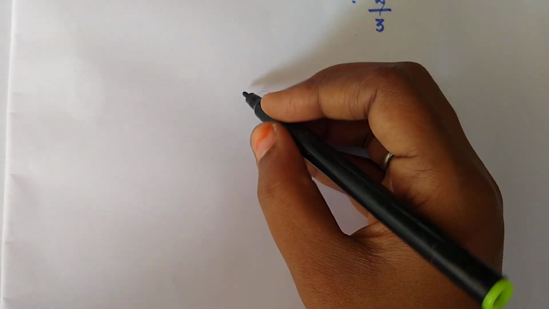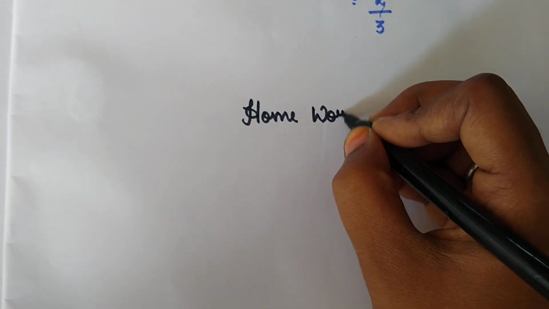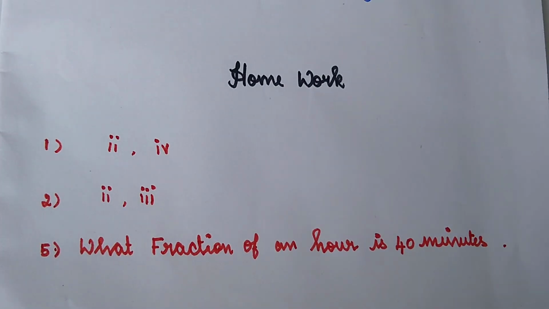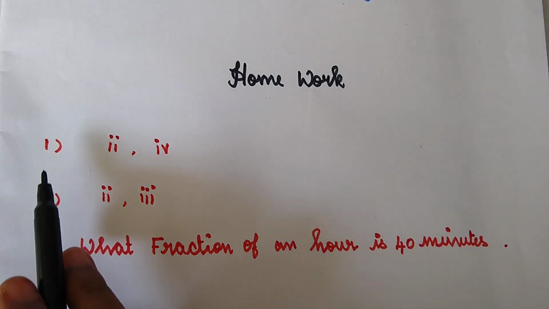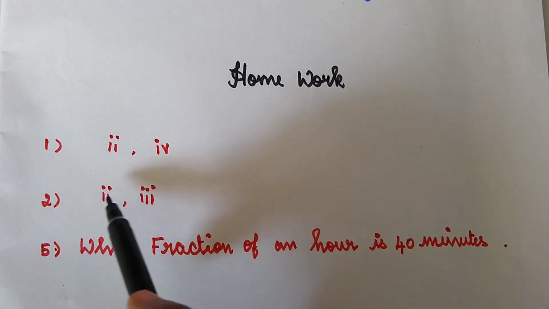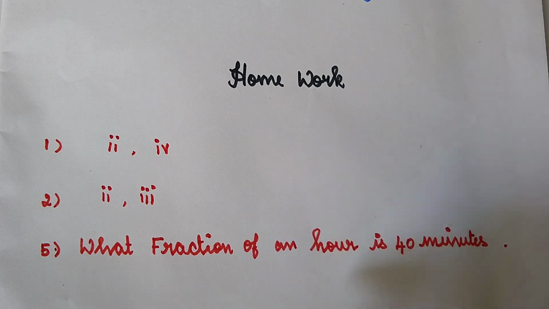Next we move to the homework sums. This is our homework. The first sum has two subdivisions, second and fourth. The second sum has 2 and 3. And the fifth sum: what fraction of an hour is 40 minutes? Here the hint is: 1 hour is equal to how many minutes? 1 hour equals 60 minutes. This is the hint for this sum.